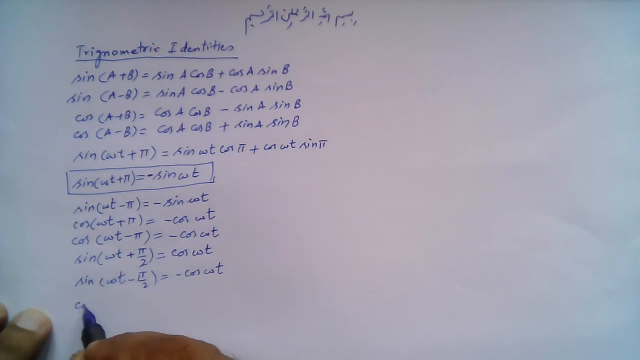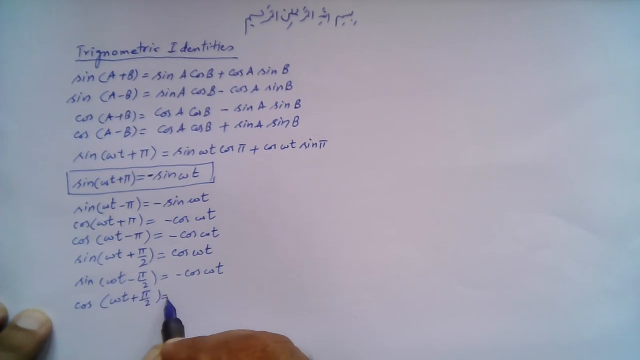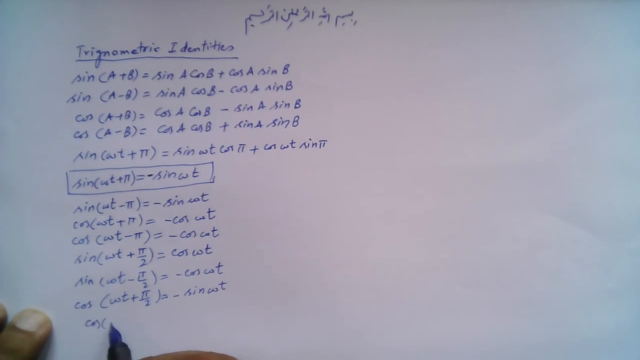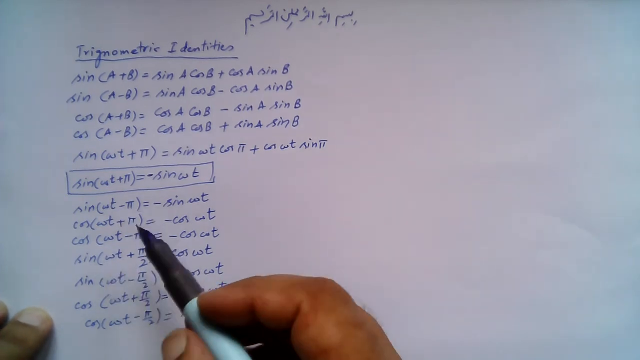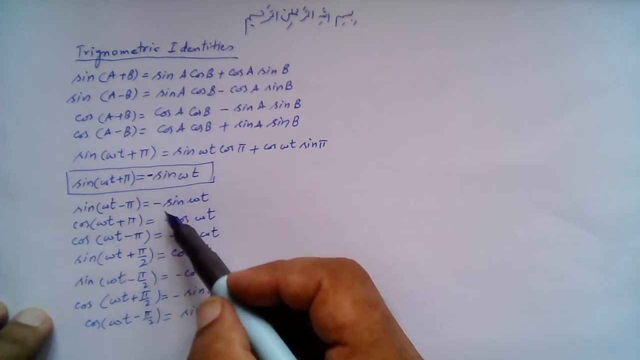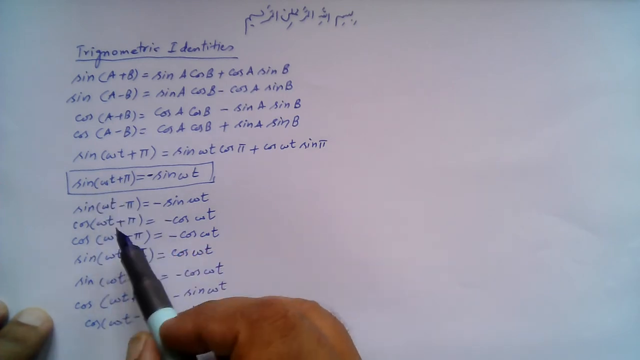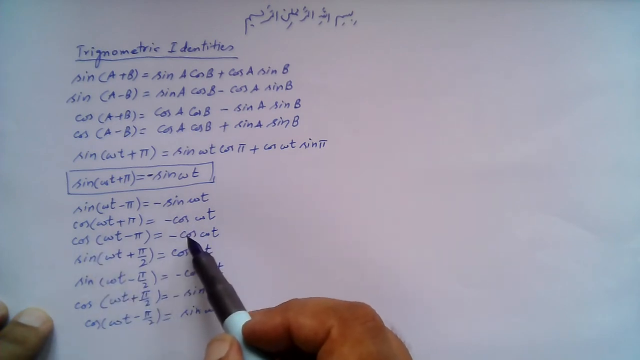In the case of cosine, cos(omega t plus pi by 2) is equal to minus sine omega t, and cos(omega t minus pi by 2) is equal to sine omega t. So one way to memorize this is that whenever you add or subtract pi, the sign is always negative here, right? And in the case of sine, we get a sine function here, and in the case of a cosine, we get a cosine function here.